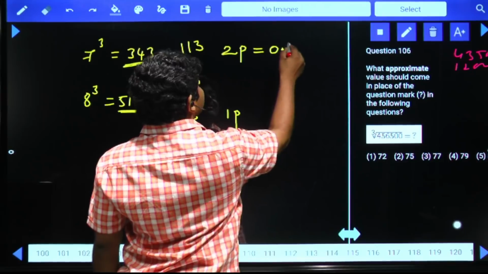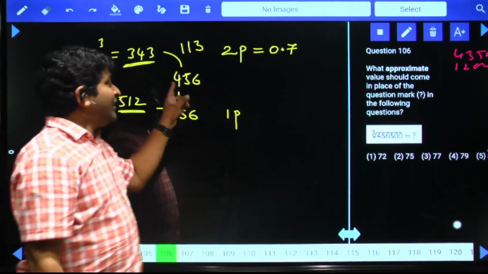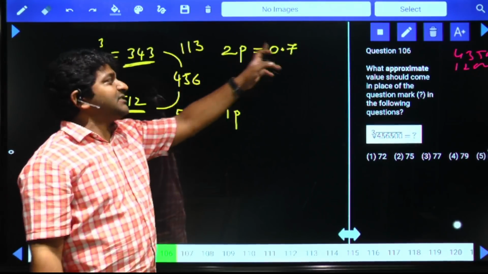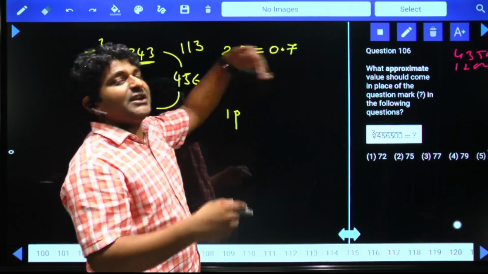This I will treat as approximately 0.7, because here we have 456.5, which is more than 456, so it will be slightly more than 0.66.